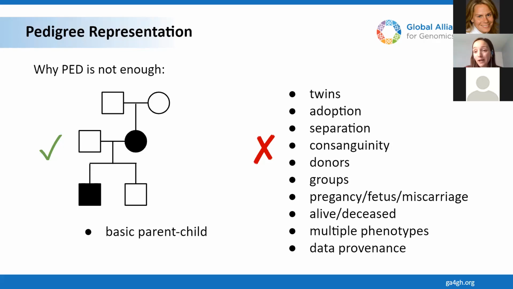There is a format that exists already, and that's called the PED format. While it works great for a lot of cases, for basic mother, father, child trio representation, it doesn't succeed in the representation of more complex families, for example those involving twins and adoption. It doesn't really have a good way of representing pregnancy status, or even really recording data provenance. So, where did that pedigree come from?